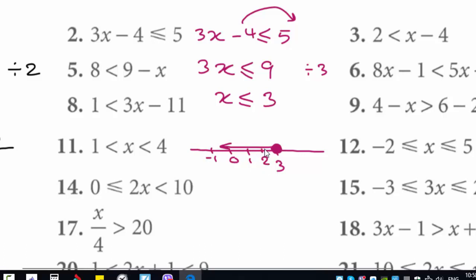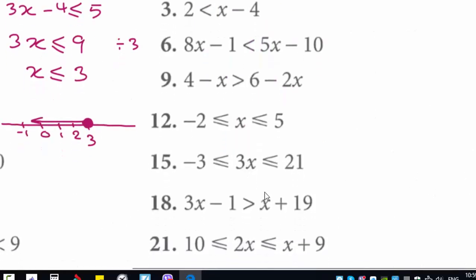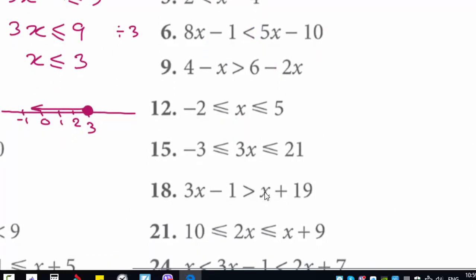So all of the numbers on the number line on this side of 3 are less than 3, and the dot on the 3 is closed, so it means 3 is greater than or equal to all of these numbers on the left side. Question 3 has the exact same idea as question 1. Now let's do question 6.